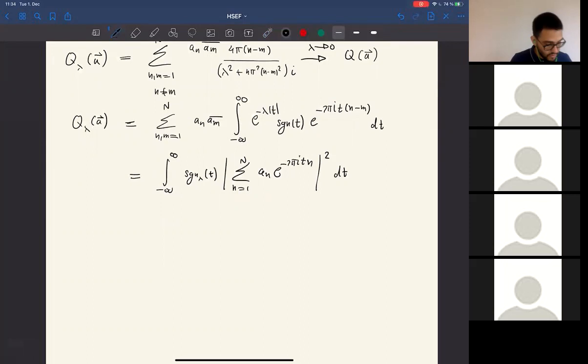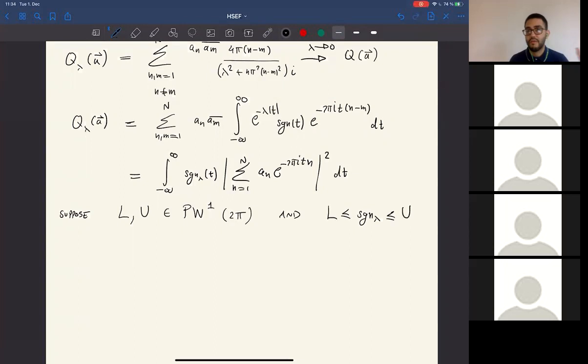Okay, and now comes the idea. Suppose you have two functions, lower and upper, in the Paley-Wiener space of type 2π. That means the functions are such that their Fourier transform is supported in the interval minus one, one, because B here is one. Great. And that L is less than or equal to the sine lambda, and is less than or equal to the upper. So it's a function that lies below this sine lambda and a function that lies above the sine lambda.